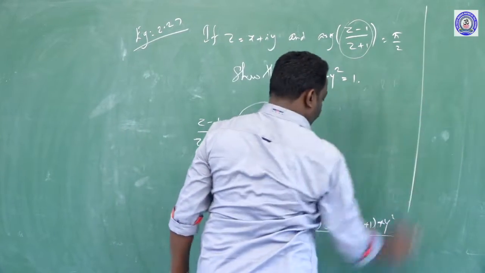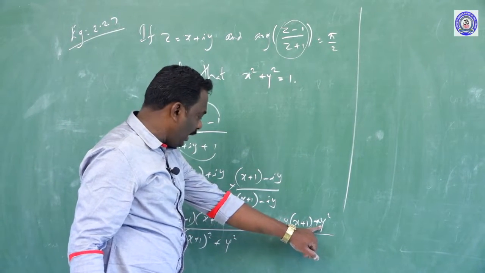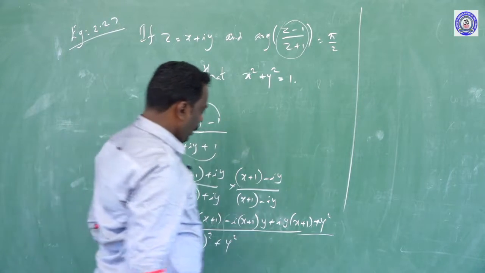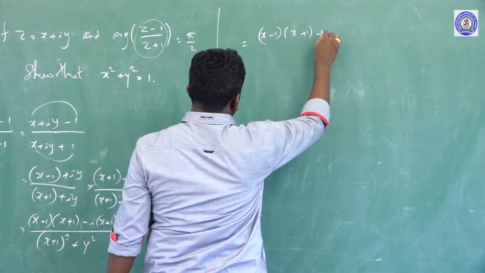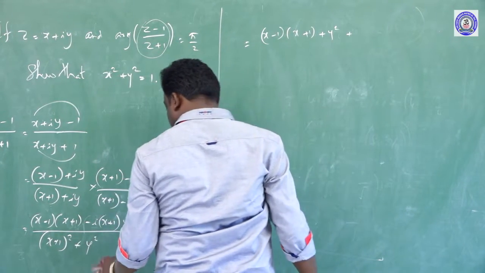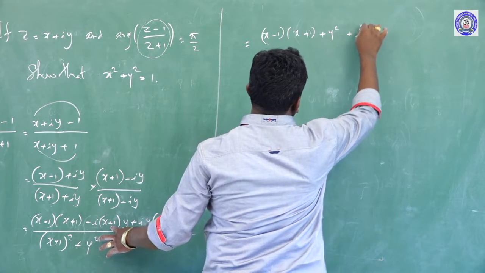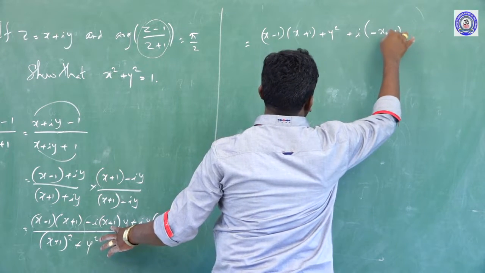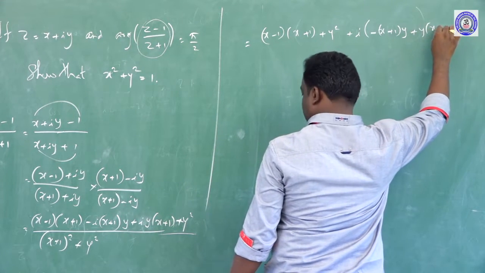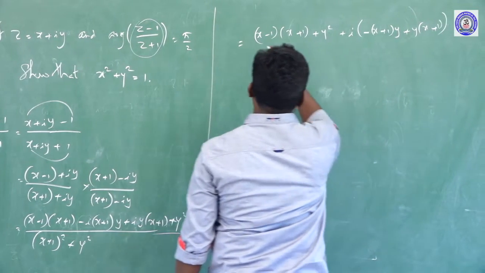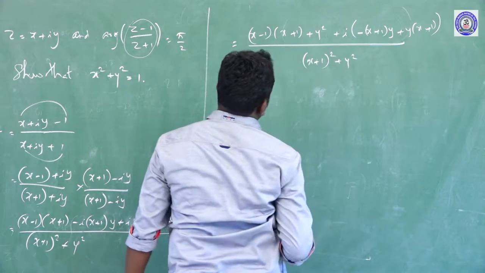So collecting the real terms: if you multiply these two terms it is real, and here also one real, and combining the real terms, that is equal to (x − 1)(x + 1) + y² as the real term, plus the imaginary terms: minus i(x + 1)y plus i y(x + 1), over the same denominator, (x + 1)² + y².